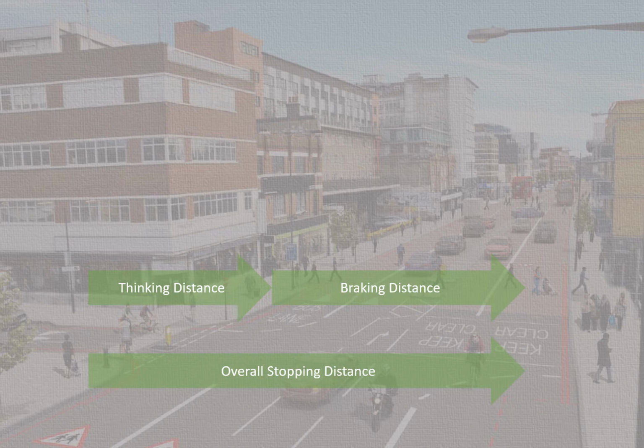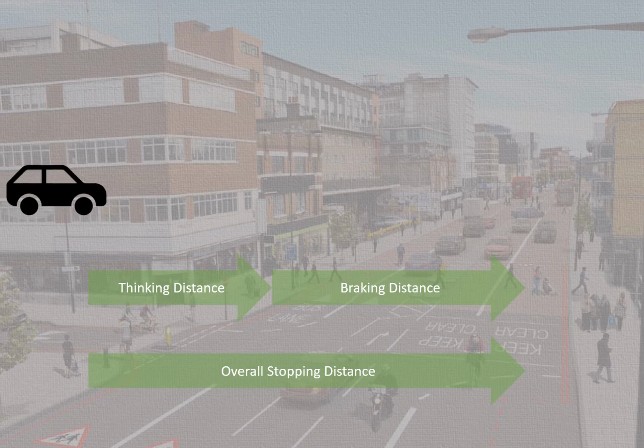In this animation, we see a car driving along the road, and we'll see a pedestrian suddenly appear as though they've stepped out into the road. You'll see the car turn orange to represent thinking distance, and you'll see the car turn red to represent braking distance.